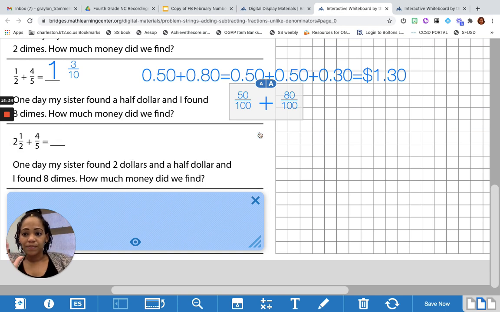All right, so use that knowledge to help you solve this problem. 2 1/2 plus 4/5. One day, my sister found $2 and a half, and I found 8 dimes. How much money did we find? We've got to make it into a form that is going to allow you to combine them. That means having like denominators or like terms. So that's why we translated it to money.